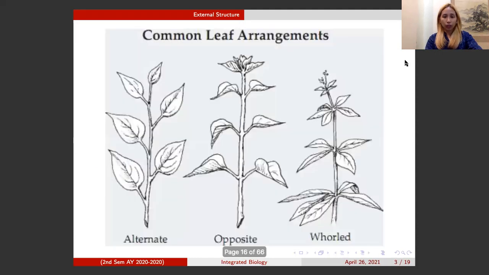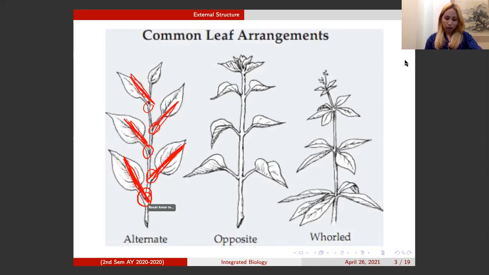Okay, so in this particular photo, you will notice the alternate leaf arrangement as an example. You will notice there is one leaf per node, one leaf per node. However, these leaves are arranged in such a way that they are in alternate directions per node. So one goes left, the next node it goes right, the next node it goes left, and so this is alternate.